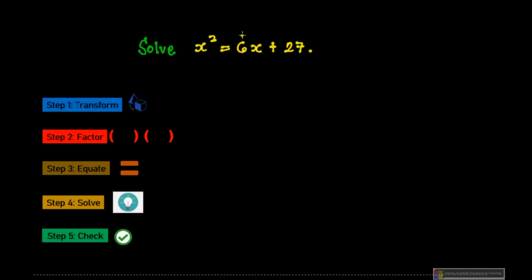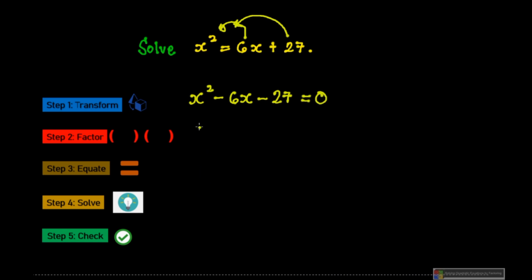First given, solve x squared equals 6x plus 27. First step, transform the quadratic equation in the standard form. We have x squared minus 6x minus 27 equals 0. Second step, we need to factor the polynomial side of the equation. So we just factor this. We have x minus 9 times x plus 3 equals 0.